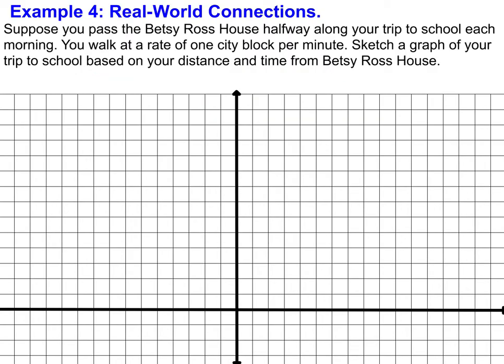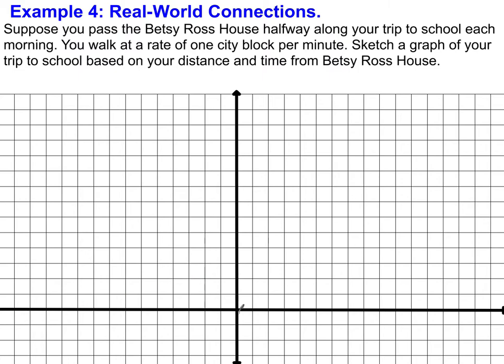Okay, the next thing that we're going to do is talk about real-world connections, so a way that you might see an absolute value graph. An absolute value is something that you often see with distance, where you don't really care where you are in relation to something, whether it's on a negative or a positive side. And that's often true in the real world.